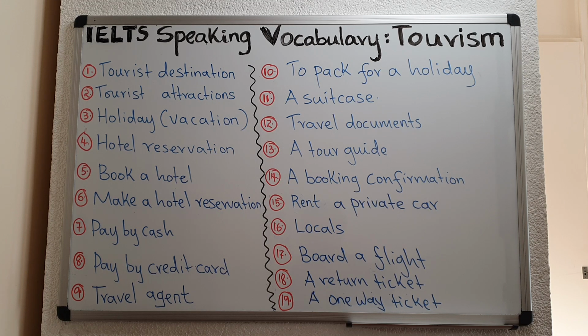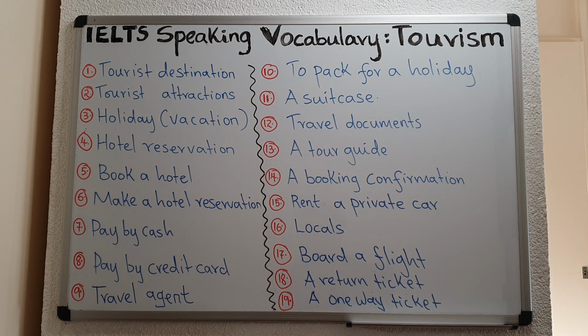The next one is tourist attractions. These are the things that attract tourists. They are the things that tourists find interesting when they visit a particular country. For example, if you choose to visit England as a tourist, some of the tourist attractions could be the London Eye, the Big Ben, River Thames. All those are tourist attractions in England. They are the things that tourists find very interesting to see. They are attracted to them.